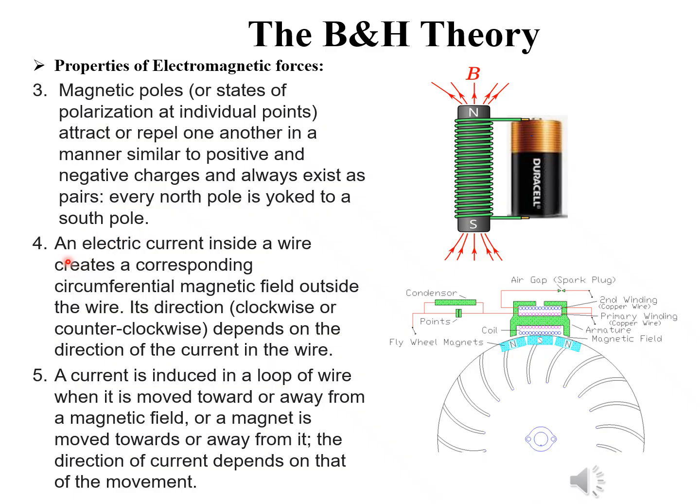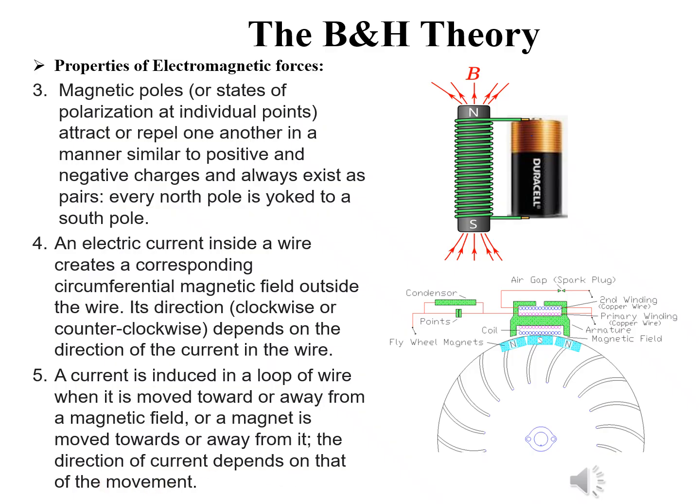Okay. An electric current inside a wire creates a corresponding circumferential magnetic field outside the wire. Whenever electrons move through a wire, it creates a magnetic field. Its direction, clockwise or counterclockwise, depends on the direction of the current in the wire. A current is induced in a loop of wire when it is moved towards or away from the magnetic field, or a magnet is moved towards or away from it. The direction of the current depends on that of the movement.